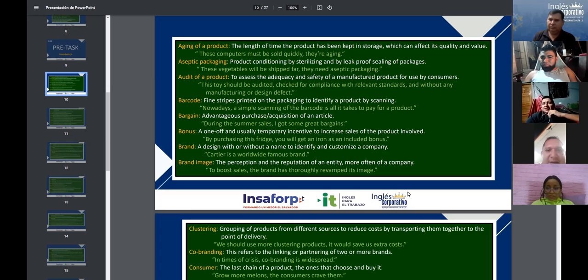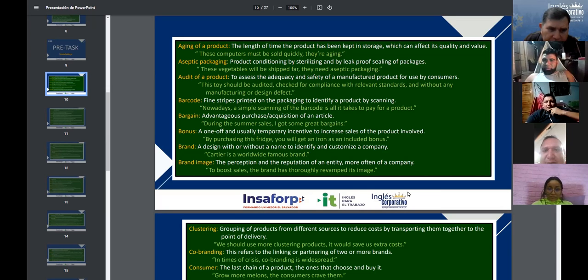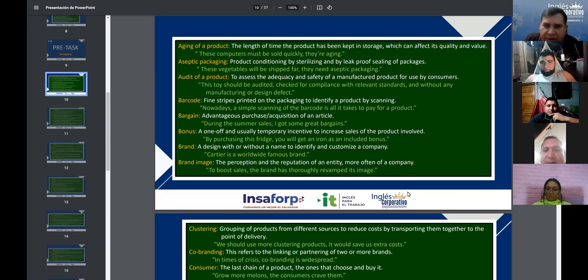I read the first. Audit of product to ascertain the adequacy and safety of manufacturers' products for use by consumers. Adequacy and safety.